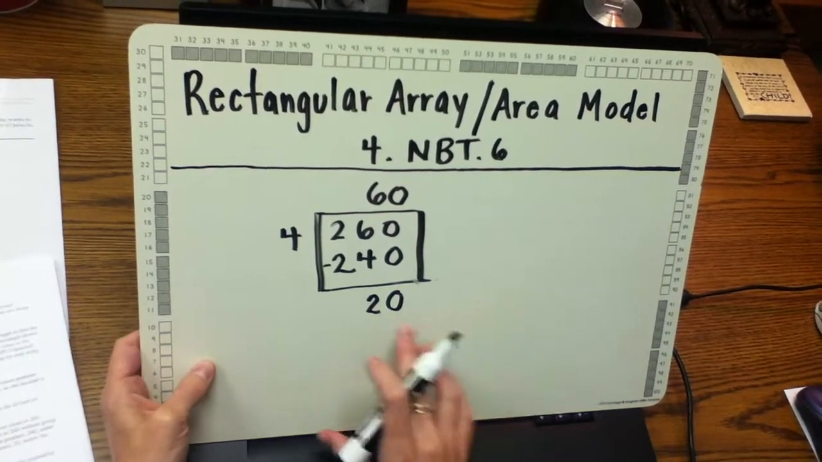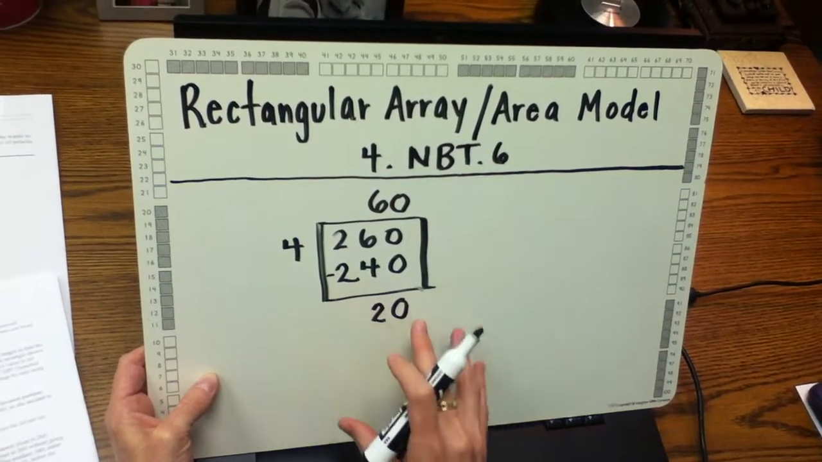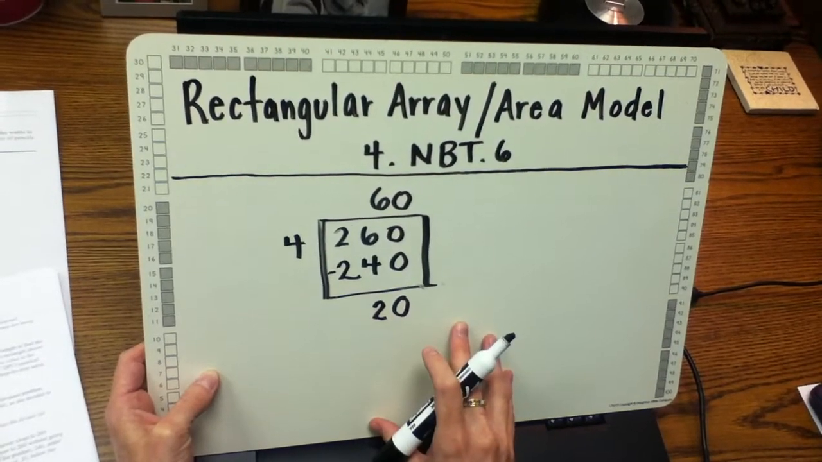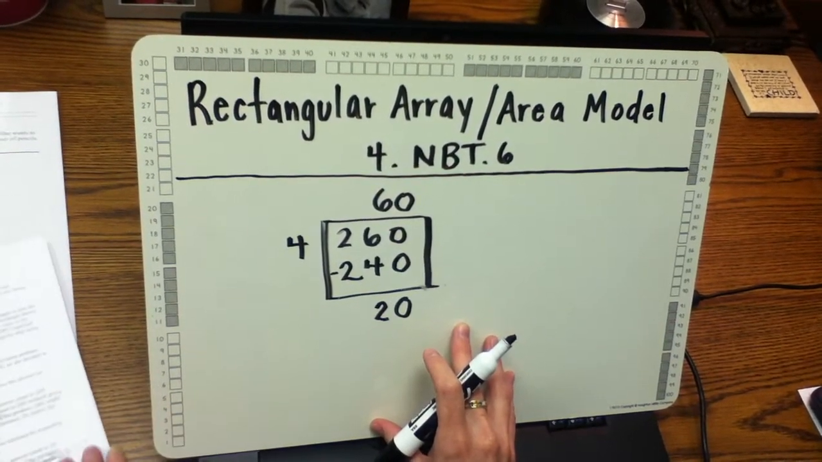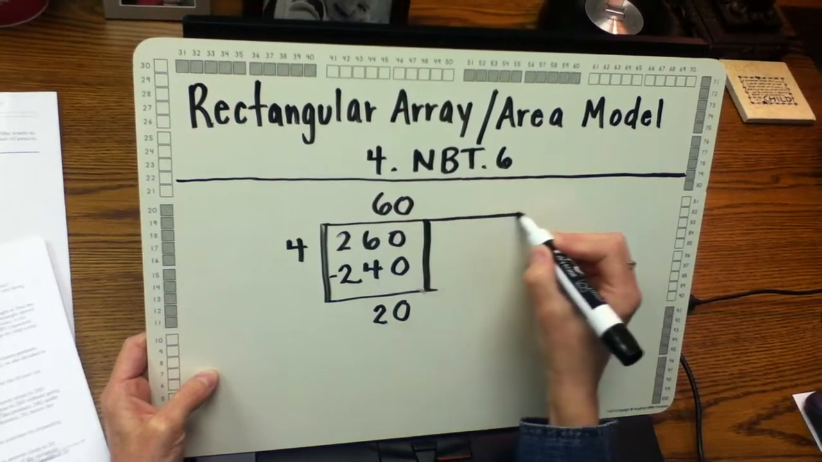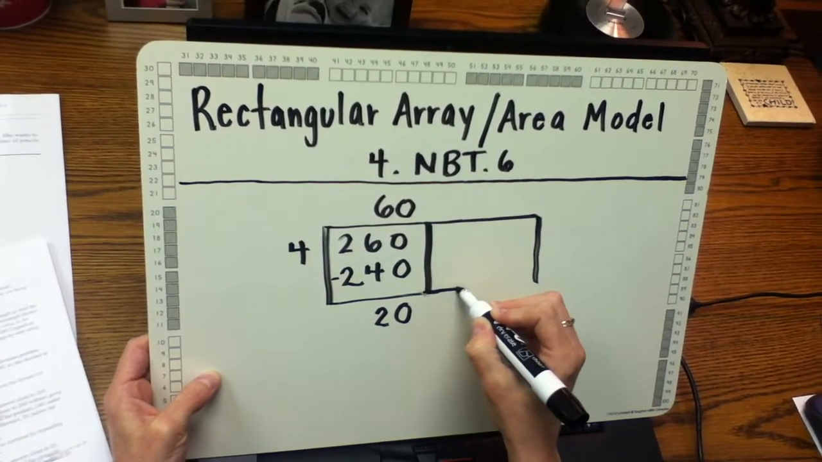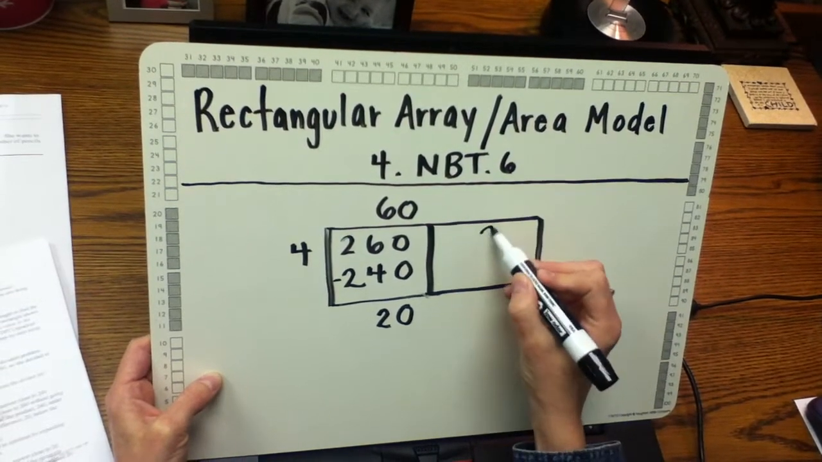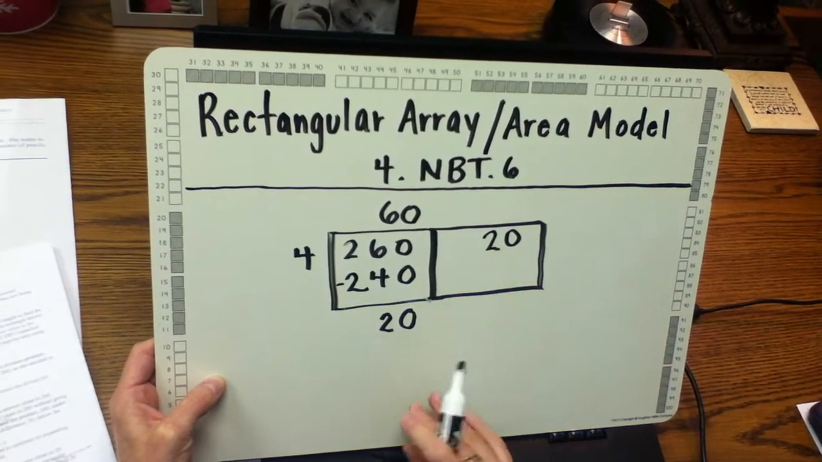And I still have this 20 that I need to take care of because I've only dealt with part of the dividend, the 240. So in order to do that, I need to continue by expanding my rectangle to the right of the first section. Then I'm going to write the 20 that I still want to work with in that section.